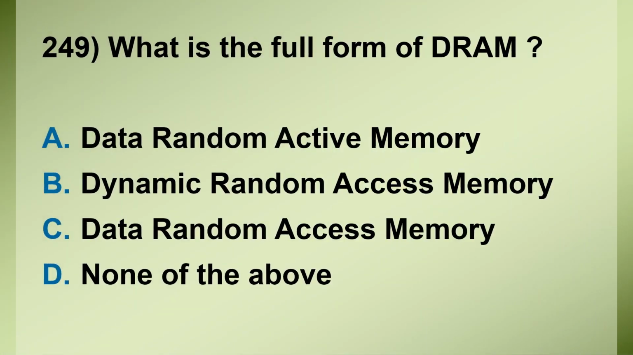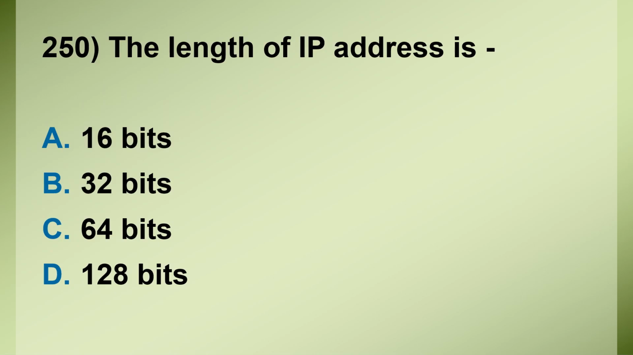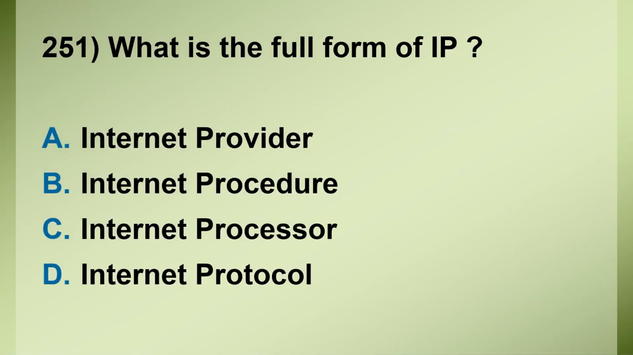What is the full form of DRAM? DRAM means dynamic random access memory. The length of IP address is 32 bits. What is the full form of IP? IP means Internet Protocol.